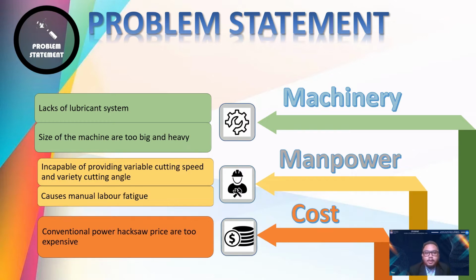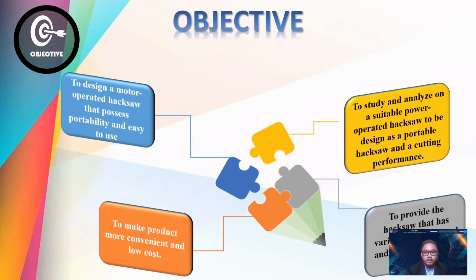The second category is manpower. The first problem statement is that the machine is incapable of providing variable cutting speed and a variety of cutting angles. This means the machine operates manually, and it causes manual labor fatigue. The last category is cost. Mostly, the conventional power hacksaw price is too expensive, and this makes domestic users less able to obtain the machine.